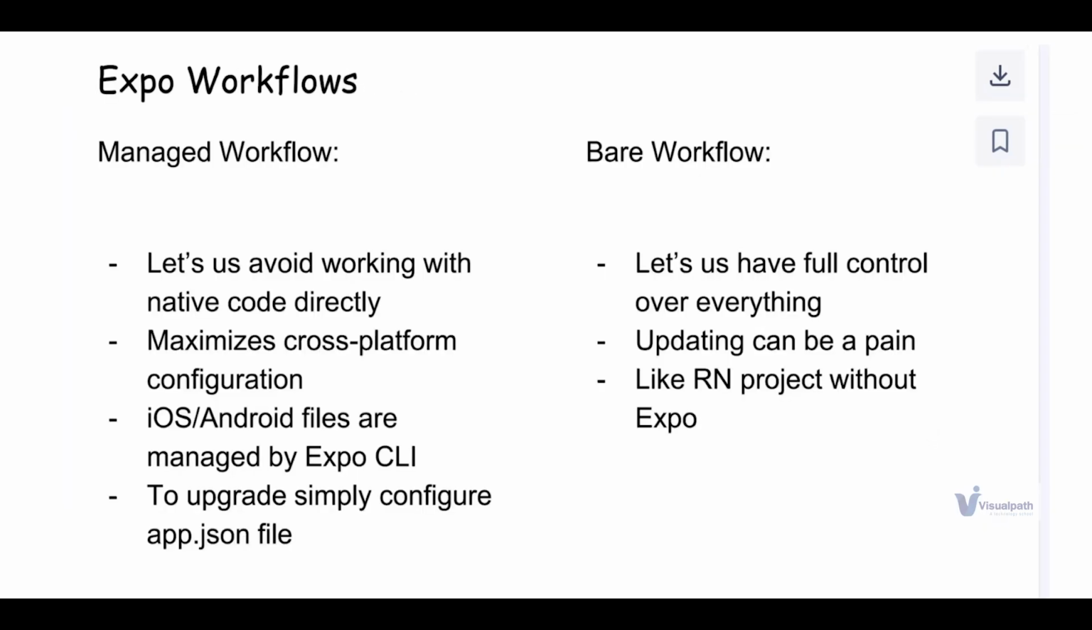So if you take the Expo managed workflow, it lets you avoid working with native code directly. It maximizes cross-platform configuration. iOS or Android files are managed by Expo CLI. This is the main advantage. To upgrade, simply configure app.json. These are the main things which make your life easy. But when you go with bare minimum React Native CLI to build, we have full control over everything, but updating can be painful, like React Native projects without Expo.